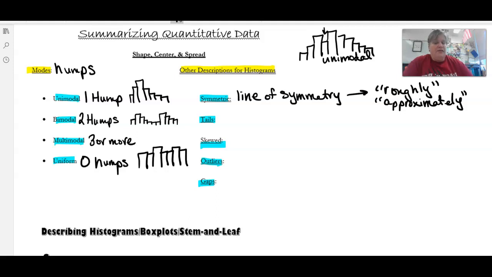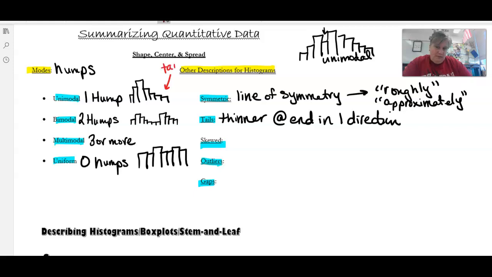Tails. Tails are the way that it trails off, okay? And so a tail is kind of like a train on a dress, like a wedding dress. They have long trains, and so that's where the tail is. And so a tail is when it's thinner at the end in one direction. So this one right here, you see how it gets thinner right there? That would be a tail.